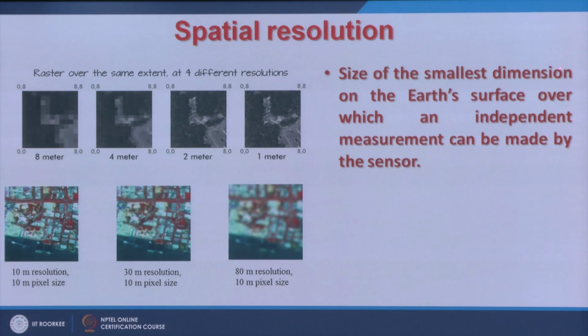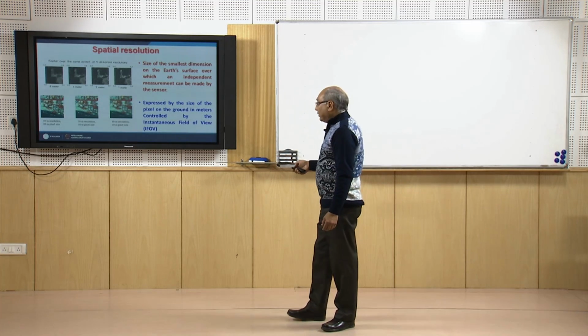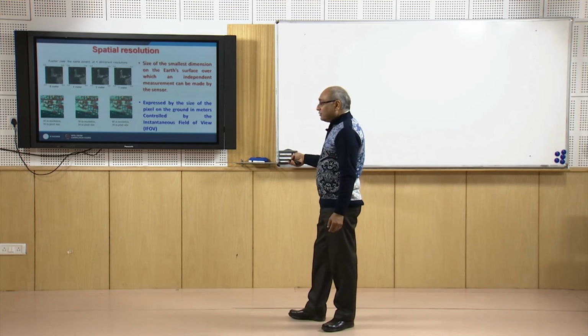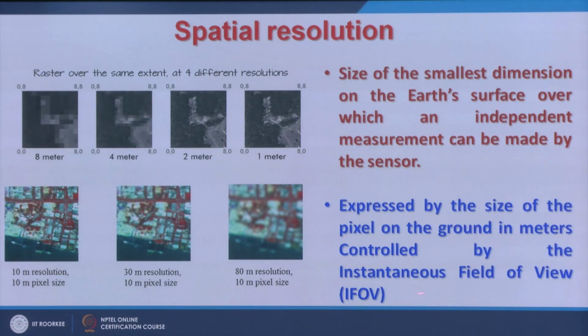The size of the smallest dimension on Earth's surface over which an independent measurement can be made by the sensor is in essence the spatial resolution, and this is expressed by the size of a pixel on the ground in meters, controlled by the instantaneous field of view.